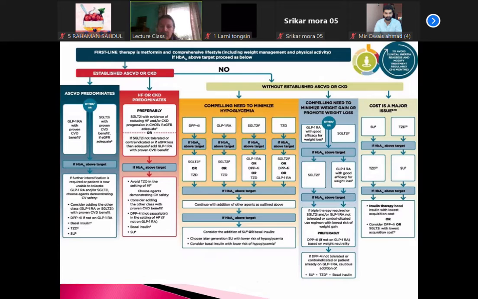Look at the middle part, not left, not right, middle, orange color. Without established ASCVD, atherosclerotic cardiovascular disease, or CKD, chronic kidney disease. For people who do not have cardiovascular disorders, who don't have chronic kidney disease, middle part, orange. If you want to add something else except metformin, you may give DPP-4 or GLP-1 or SGLT-2 or TZD. That is normal. Add some of these four.